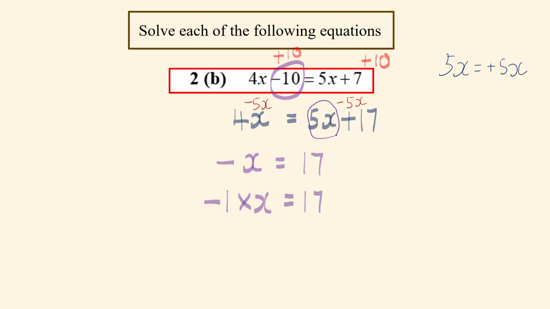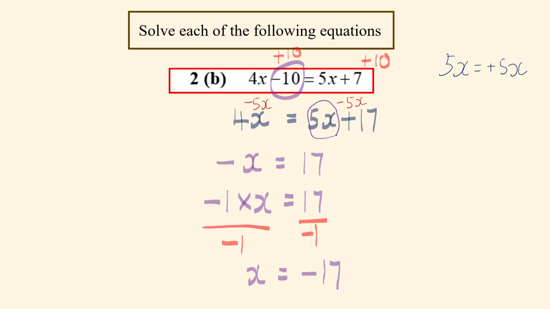And hence, to get rid of a negative 1, you just divide by negative 1 on both sides. And we get x equals to, and what is 17 divided by negative 1? Yes, it's none other than negative 17.